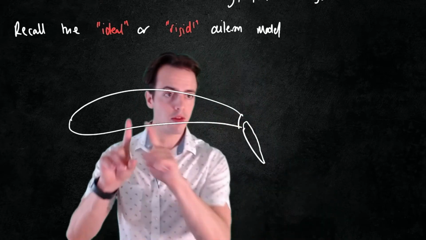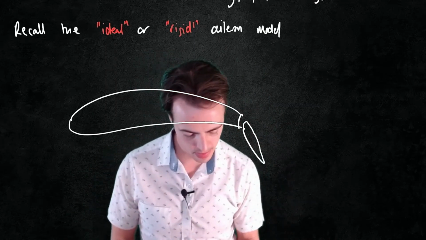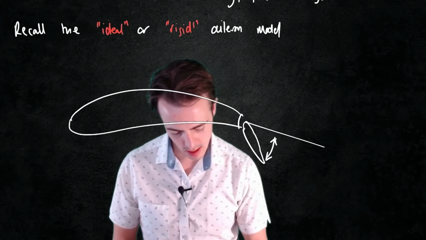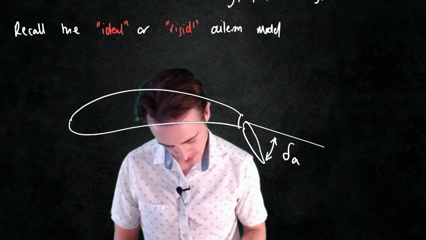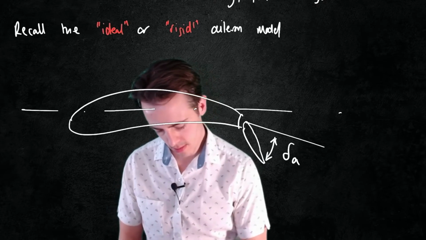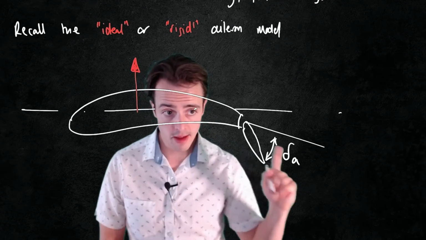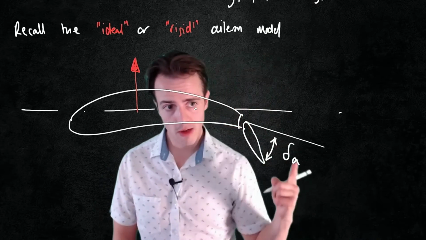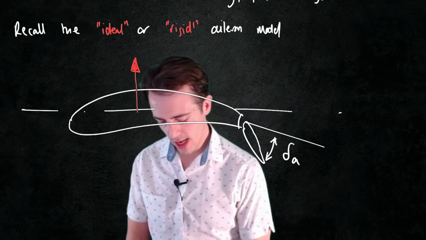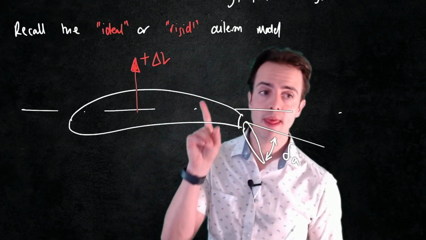Okay, so I've got my two-dimensional section and I've got my aileron, which is this section that I can move up and down here. So let's say that's my delta A. So I'm going to draw on in red the things that it's supposed to do. Okay, aileron deflection changes the camber, changes the pressure distribution, and we get this plus delta L. That's what's supposed to happen.